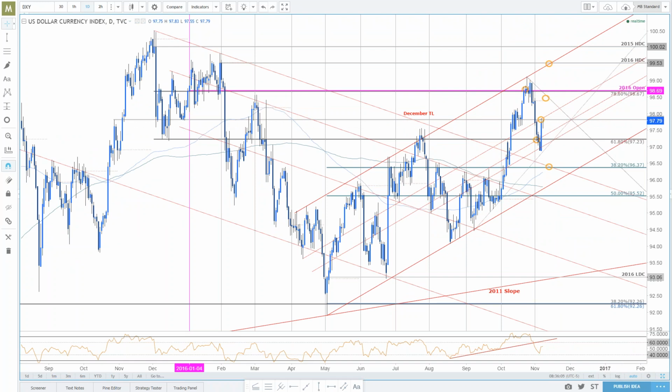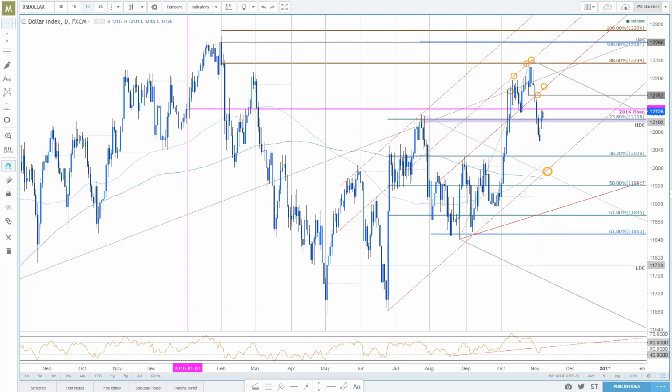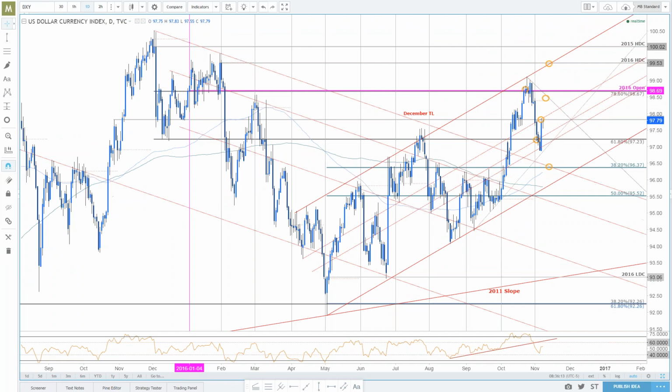All right. Any questions on either of the indices? Just looking for a rebound here. Maybe travel a little higher, but the risk remains lower.